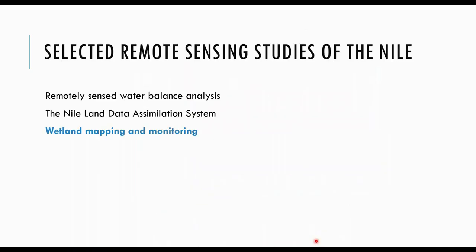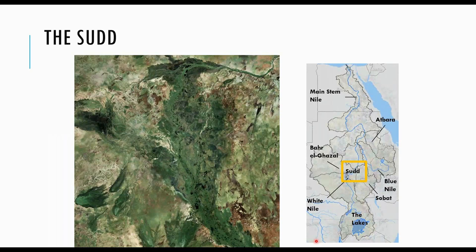And speaking of the Sud, that'll come to the last point that I wanted to touch on today, which is some of our work on wetland mapping and monitoring in the Sud Basin. So here's a satellite image of the Sud. It's located right here at the heart of the Nile Basin in South Sudan, taking inflow from the south. As the White Nile enters the Sud, it spreads out into two main branches that then come together again at the north, and the river flows on its way.